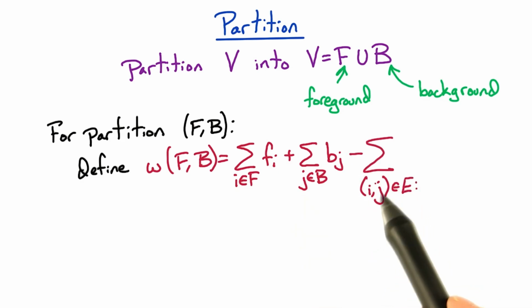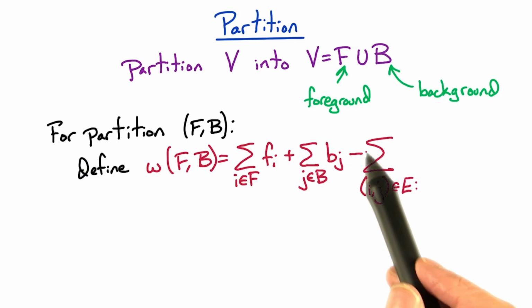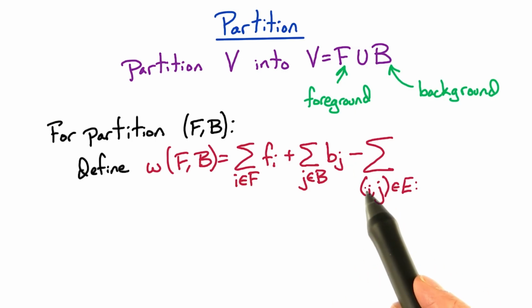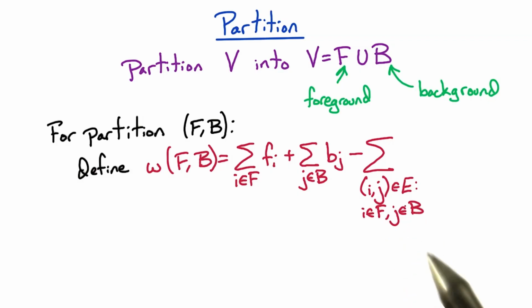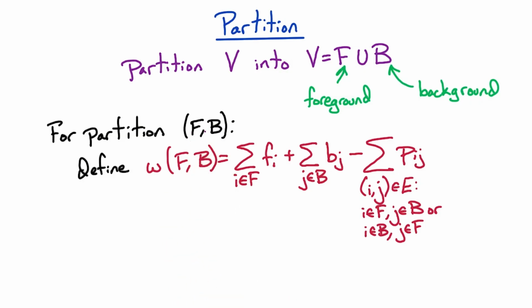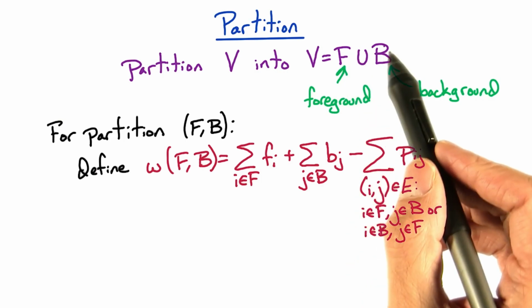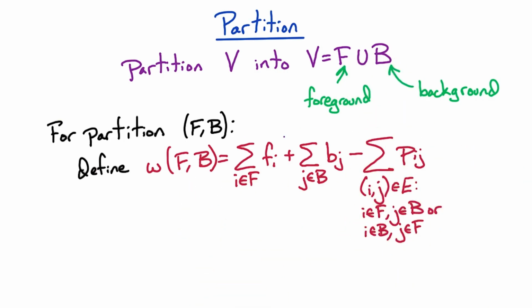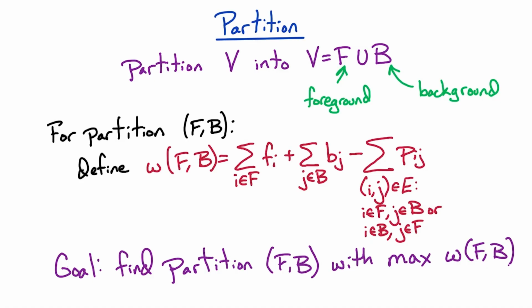Finally, we pay a separation penalty for separated edges. This is a penalty, so we're going to subtract it. And we're going to look at all edges where the first endpoint is in F and the other endpoint is in B, or vice versa. And the penalty is, of course, Pij. This defines the weight for a particular partition F, B. So for a particular assignment of the pixels to foreground and background, we have a weight associated with it. Our goal is to find the partition or assignment of pixels to foreground and background with maximum weight.